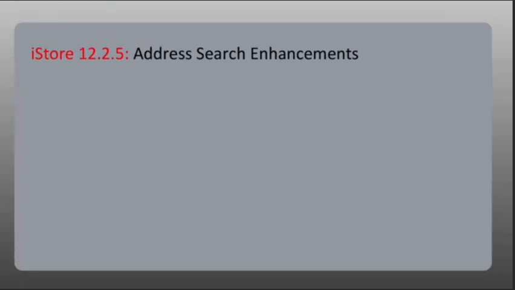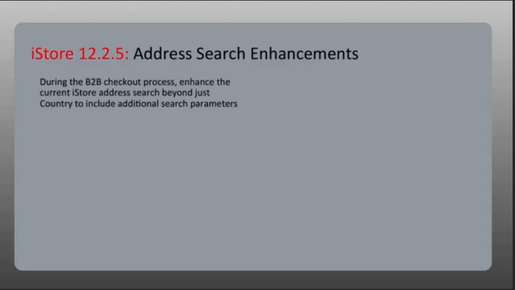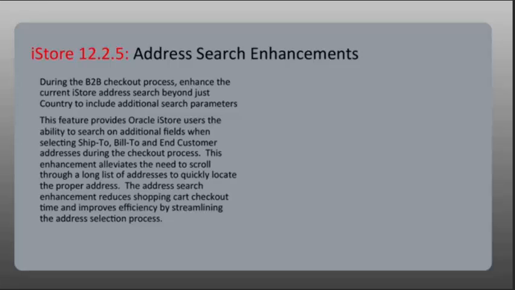One of the other features that we introduced in iStore 12.2.5 are enhancements to our address search capability during the checkout process. And what we did was we enhanced the bill to, ship to, and end customer screens to allow our customers to add additional filtering and searching criteria to find the right addresses during the checkout process.